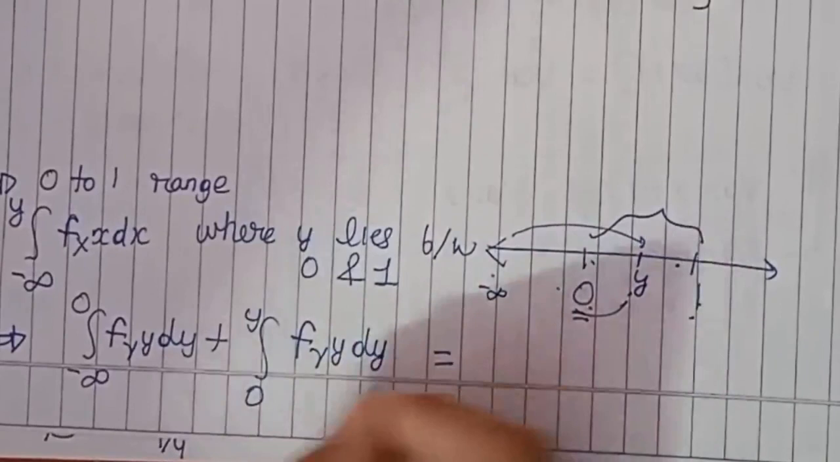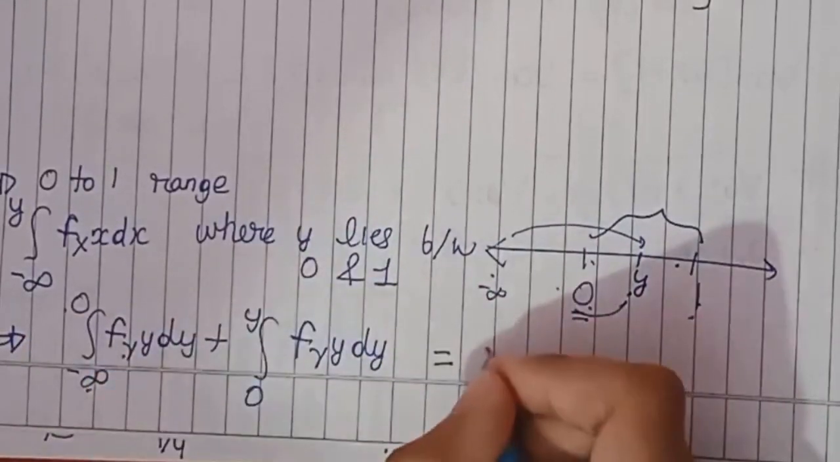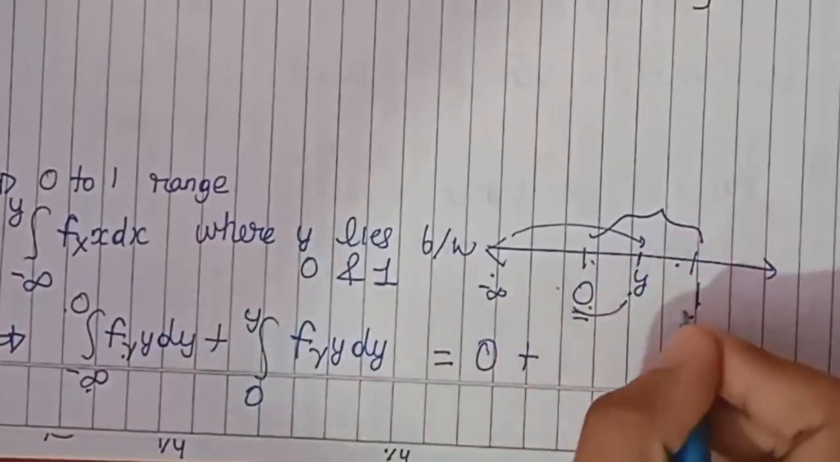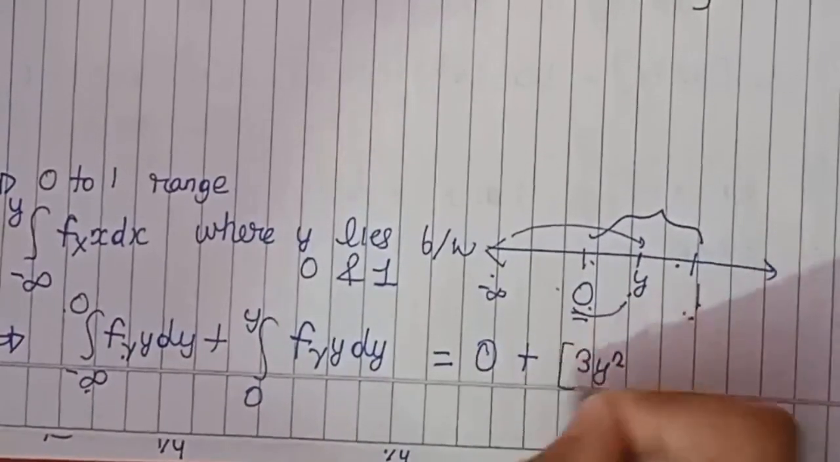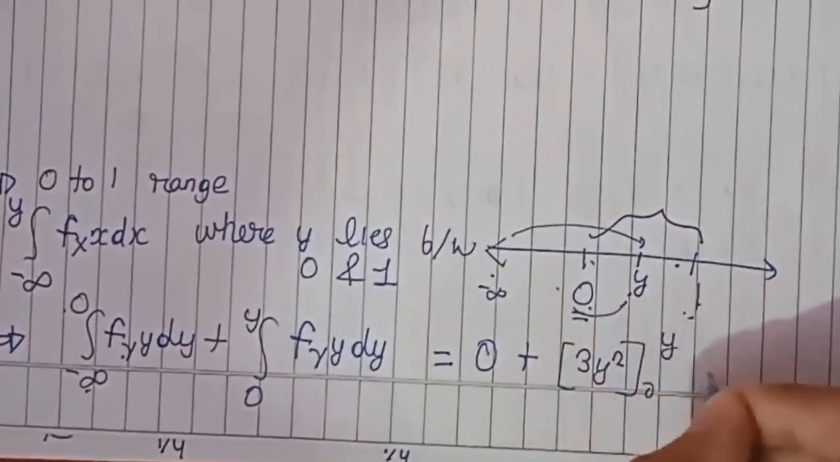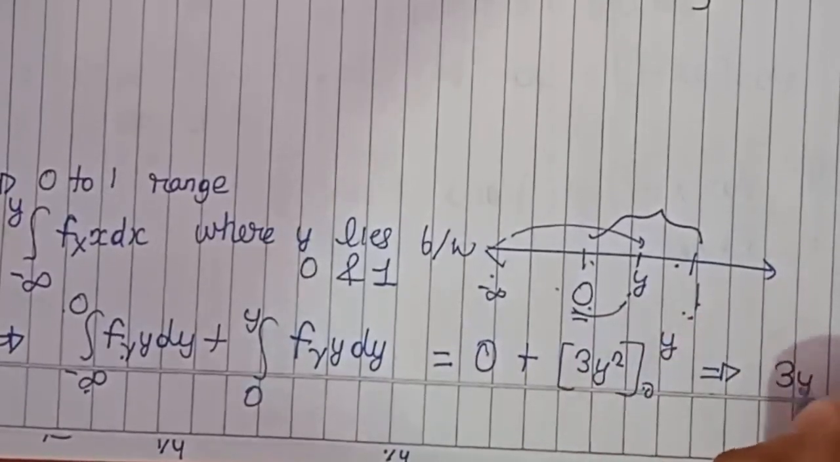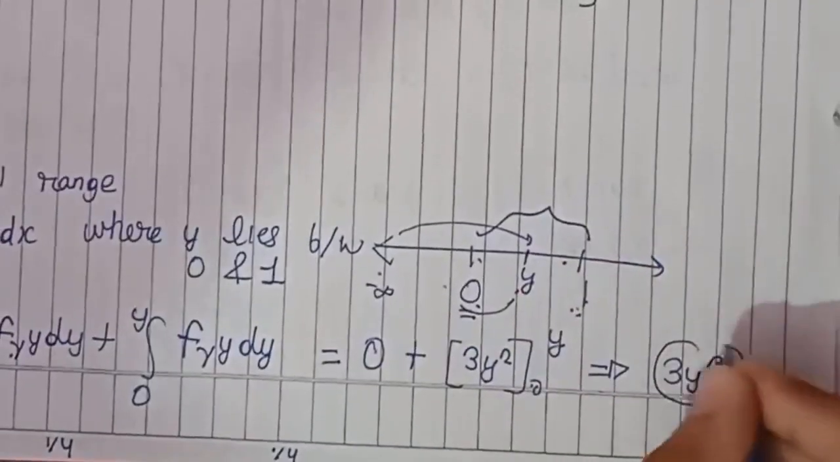Now since we know that the PDF value from minus infinity to 0 is 0, here I will be having 0. And for the range 0 to 1, the PDF value is 3y squared, so I will put that value here. Now integrating this and putting the limits, we are going to get 3y cube. So for range 0 to 1, the value is 3y cube.